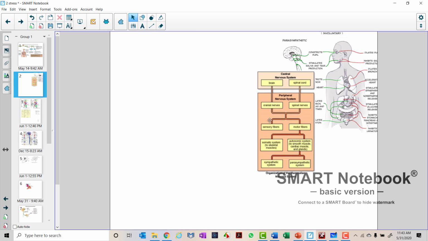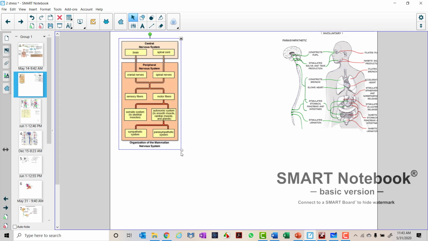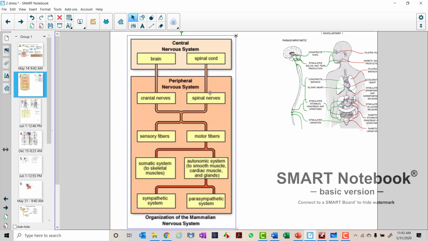So I have to come back to this. So we have the central nervous system that's made up of the brain and the spinal cord. And the brain and the spinal cord together control the peripheral nervous system. The peripheral nervous system has sensory neurons that bring in information, environmental stimuli, into the brain so it knows what's happening in the world. And then the brain reacts through motor fibers.